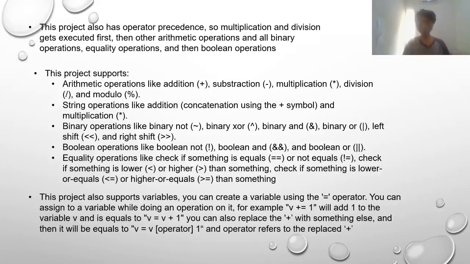You can create variables using the equals operator. You can assign to a variable while doing an operation on it. For example, v plus equals 1 will add 1 to the variable v, and it is equal to v equals v plus 1. You can also replace the plus with something else, and then it will be equal to v equals v operator 1, where operator refers to the replaced plus.